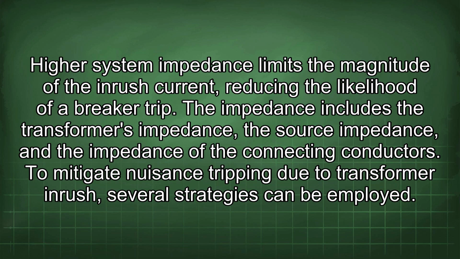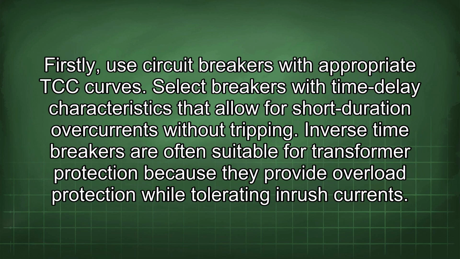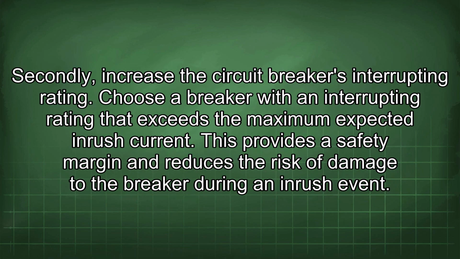To mitigate nuisance tripping due to transformer inrush, several strategies can be employed. Firstly, use circuit breakers with appropriate TCC curves. Select breakers with time delay characteristics that allow for short duration overcurrents without tripping. Inverse time breakers are often suitable for transformer protection because they provide overload protection while tolerating inrush currents. Secondly, increase the circuit breaker's interrupting rating. Choose a breaker with an interrupting rating that exceeds the maximum expected inrush current. This provides a safety margin and reduces the risk of damage to the breaker during an inrush event.